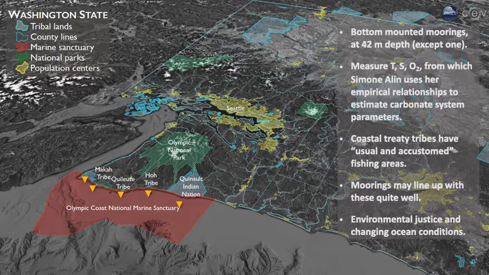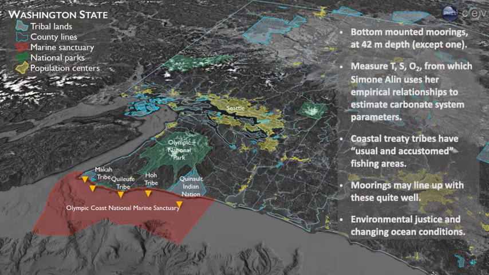And each of those triangles then shows you where a bottom mountain mooring at 42 meters has been for quite some time within the sanctuary. And those were analyzed by Simone Alin, and they measure temperature, salinity, and oxygen, and she has an empirical relationship to estimate carbonate system variables, which was used on those mooring records. And so these are records that the coastal tribes really rely on in order to think about their usual and accustomed fishing areas that are located nearby. The moorings are an important source of information there.